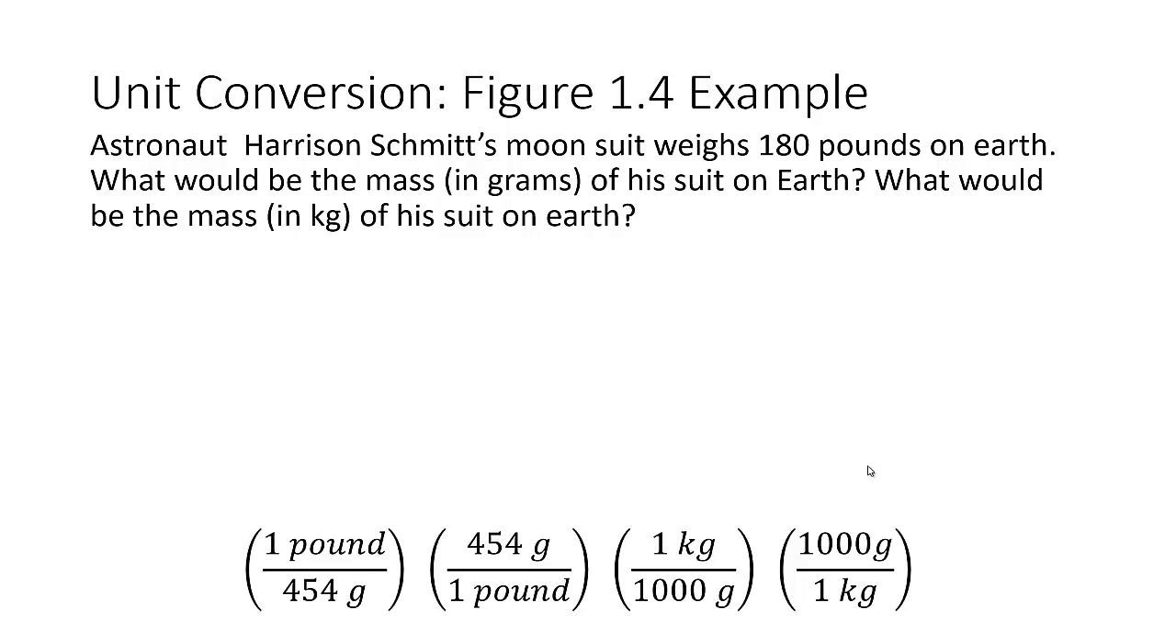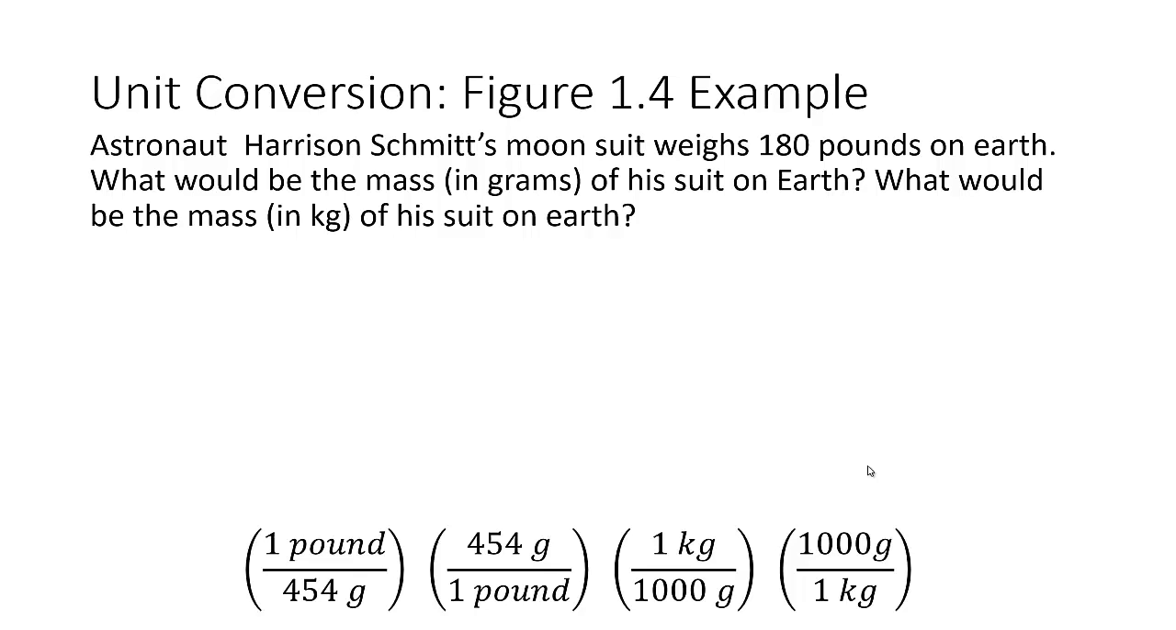So in figure 1.4 in the textbook, astronaut Harrison Schmitt is said to weigh 180 pounds on Earth, and his moon suit is said to weigh the same amount. So it's assumed that his mass in pounds is 180. This question is simply asking us to take those 180 pounds and convert that into grams.